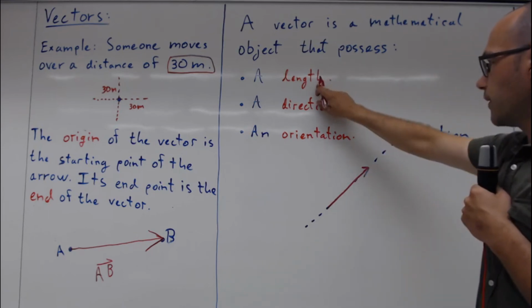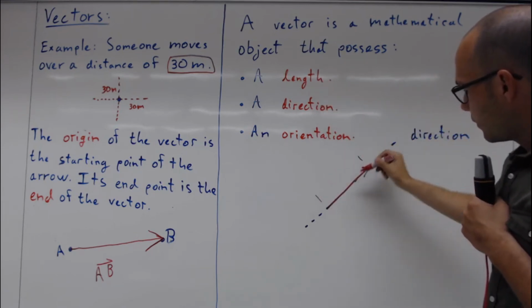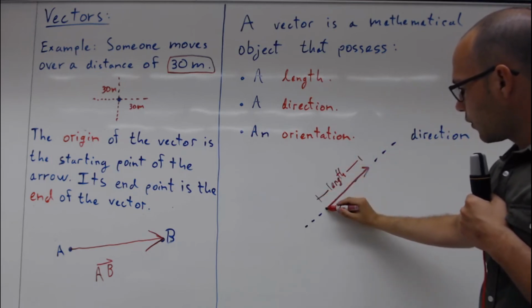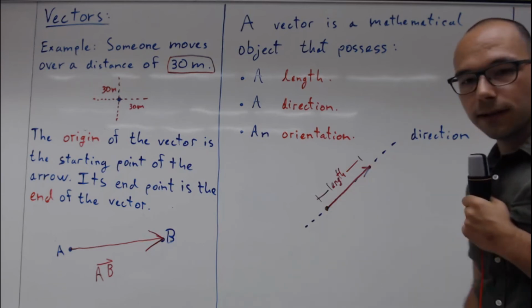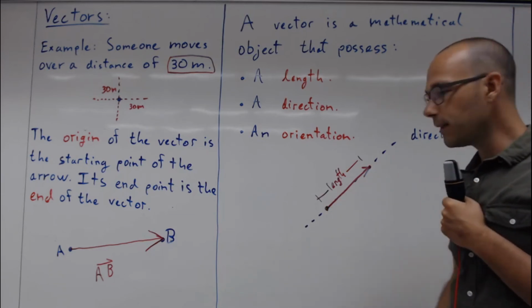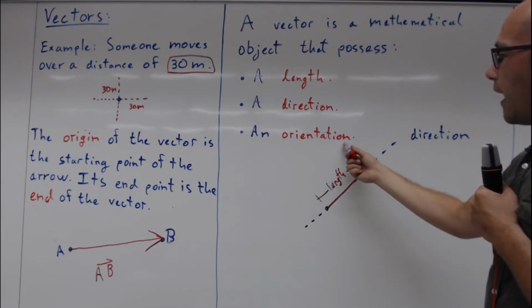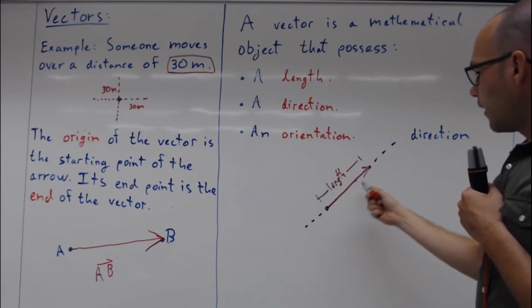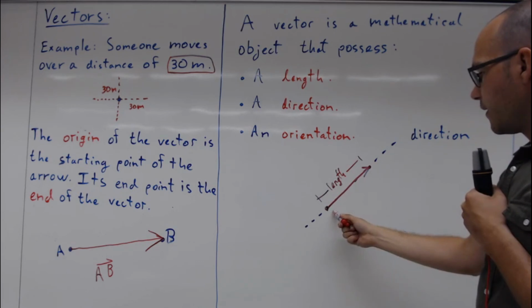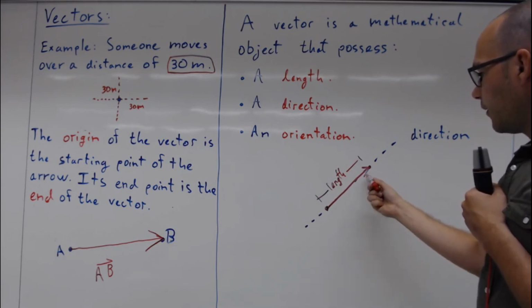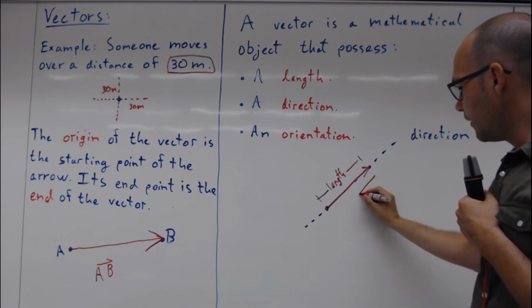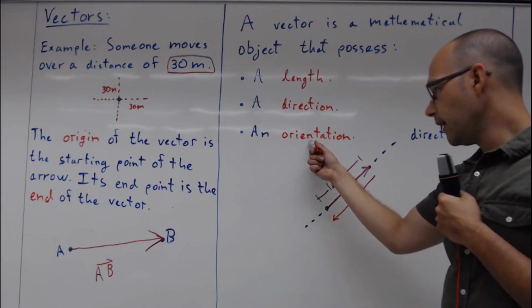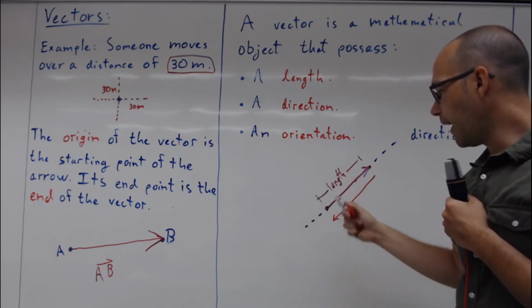So this vector is going to have, of course, a length. So the length is going to be the distance from start point to end point. So this is going to be the length of the vector. And the vector is going to have also an orientation, which is given by the side where you put the arrow, because we could have the arrow here or here. So we have a different vector right here with a different orientation, but same length as this one, and also same direction.